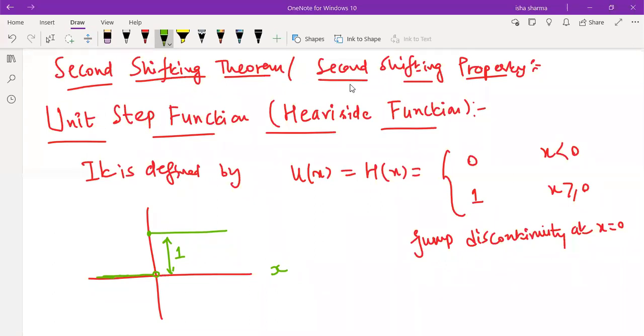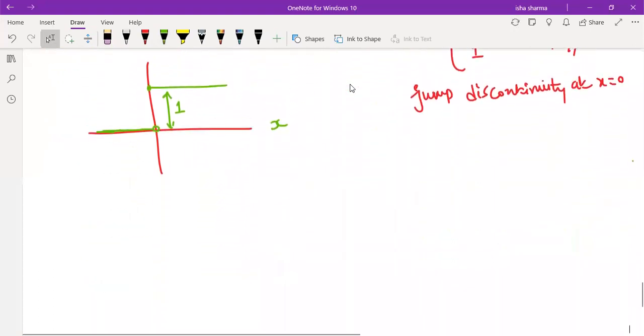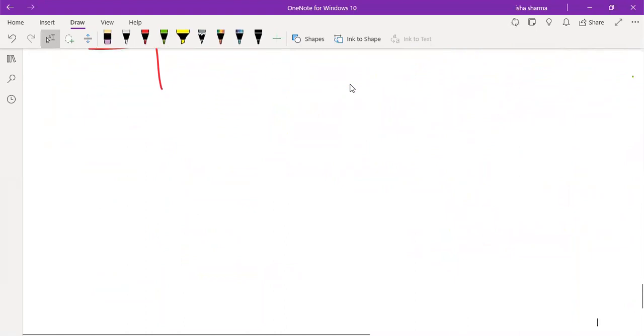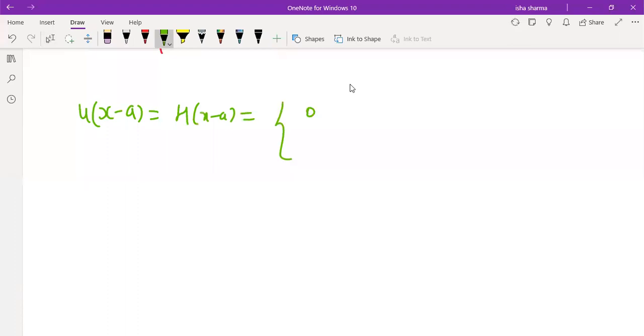We will be using another variation which will be more frequently used. If you shift the 0 somewhere else, say u of x minus a, or the Heaviside function of x minus a: 0 for x less than a, and 1 for x greater than or equal to a. So instead of a jump discontinuity at 0, there is a jump discontinuity at some other real point. That real number can be anywhere on the line. This a itself can be negative or positive, wherever it can be, but it is shifted to the point a.